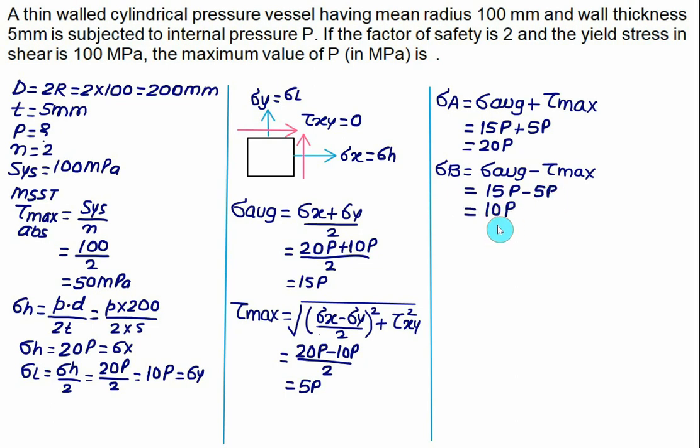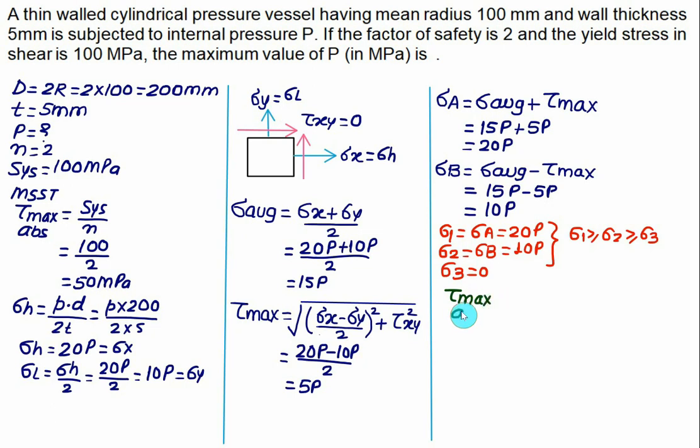So the maximum value is 20P, that will be sigma 1. We have sigma 1, which is sigma A, equal to 20 times P. This is a positive value, so we have sigma 2, which is sigma B, equal to 10 times P, and finally we have sigma 3 equal to 0. All the time I am saying the same thing: sigma 1 is greater than sigma 2 is greater than or equal to sigma 3. So the tau max value, the absolute value, is always obtained from sigma 1 minus sigma 3 divided by 2.